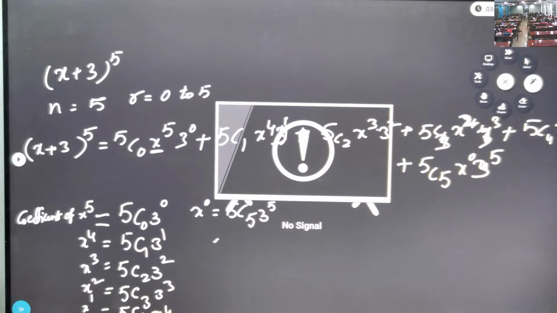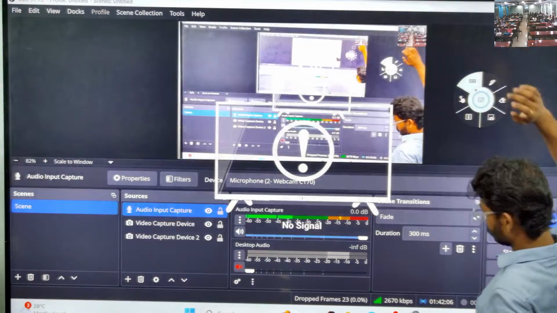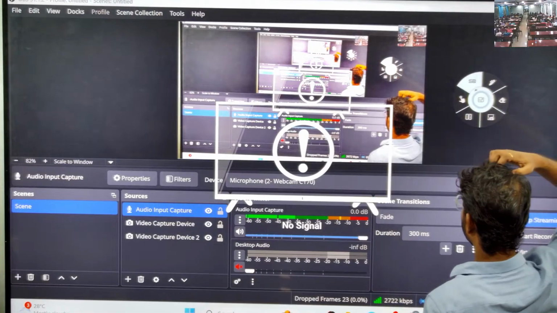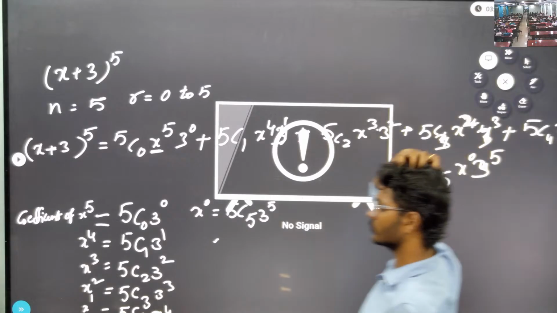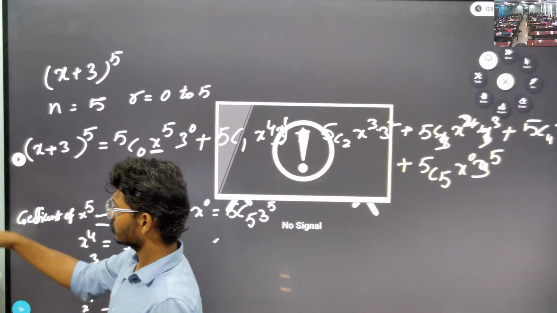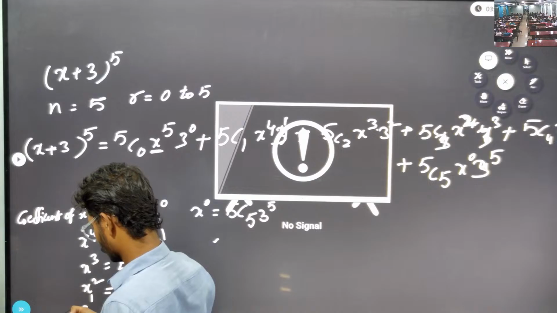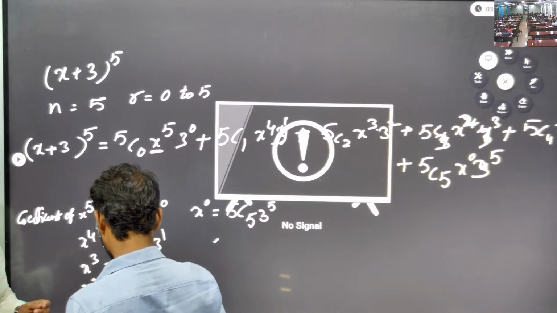Right. To calculate all these values, calculate at least 5c naught. So 5c naught is equal to which value? Is it 5c5 or 5c4? 5c naught will be equal to 5c5. 5c1 is equal to 5c4. Okay. Check with the values.